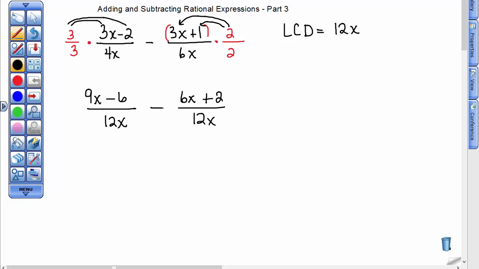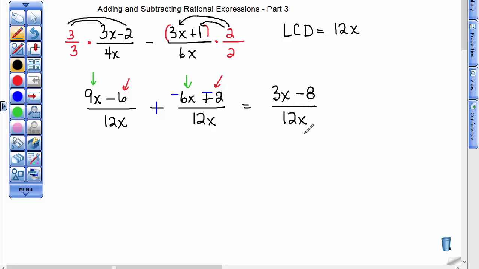Now remember, we are subtracting in this case. So when we take this fraction and subtract this fraction, we add the opposite of the numerators. So I'm going to add the opposite, which would be a negative 6x and a negative 2. And now I'm going to go ahead and combine my like terms in the numerator. So 9x and a negative 6x combines to be a positive 3x, and then a minus 6 and a negative 2 combines to be a minus 8, all over the common denominator of 12x.